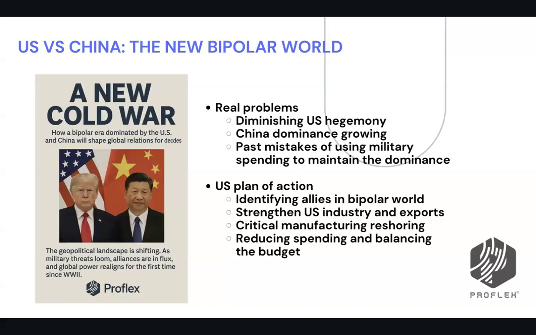This is what I think the US has been watching, how China is taking over Europe and Africa and all the other places, and almost now reaching a stage where the US is threatened that they will start taking over the US. So this is the factor: the China dominance growing and the diminishing US hegemony. These are the main reasons for this trade war, and also the past mistakes of using military spending to maintain the dominance. The US has always used military dominance to keep their unipolar world, but China has used trade to their advantage. So what is the US plan of action? And this will help us identify where we are heading.